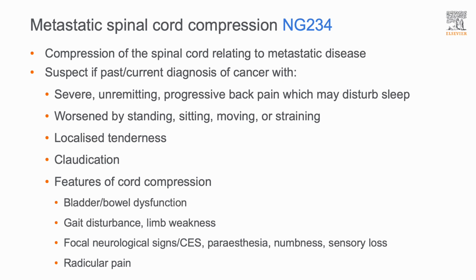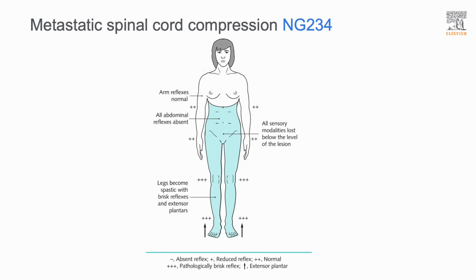Further neurological features may include paresthesia, numbness, sensory loss, and radicular pain. This diagram demonstrates the clinical findings of cord compression by a lesion of the thoracic cord at T7. We can see that in the upper limb there is no motor or sensory loss and the reflexes are normal. We can see a clear sensory level at T7, with loss of all sensory modalities below the level of the lesion, loss of abdominal reflexes which can result in bowel and bladder dysfunction, and a spastic paresis of the lower limbs with brisk reflexes and extensor plantars.